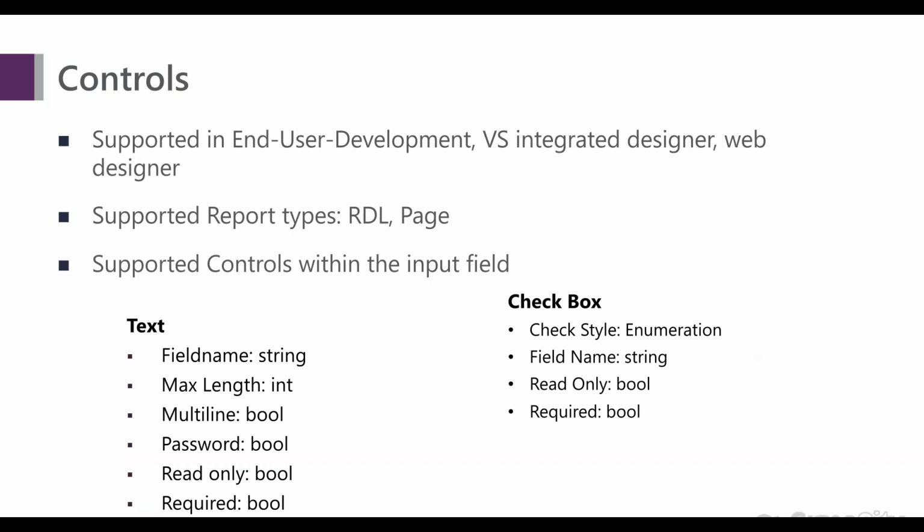So AcroForms is supported with our end user designer, our Visual Studio designer, and our web designer. It supports RDL and page reports. So if you're referencing the picture on the previous slide, we did add that input field, and you'll be able to pick between the two controls in the properties to select either a text box or checkbox, whichever one you want. And the text box has a bunch of useful properties. I listed them below, such as the field name, max length, multi-line, password, read-only, required, and spell check. And also, the checkbox has check style, field name, read-only, and required.